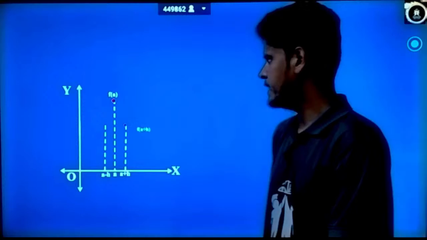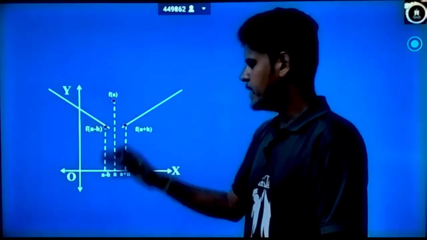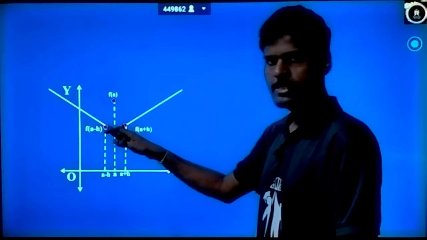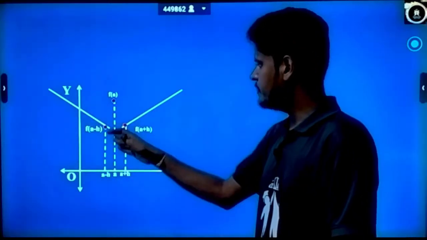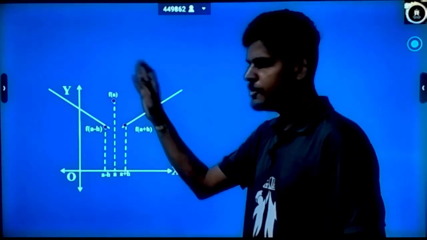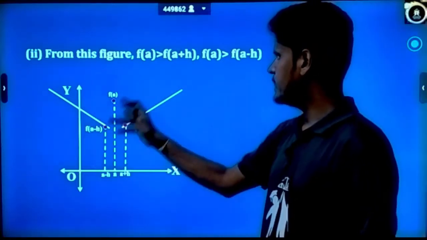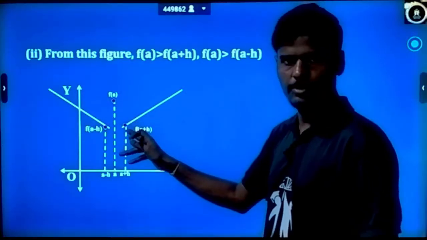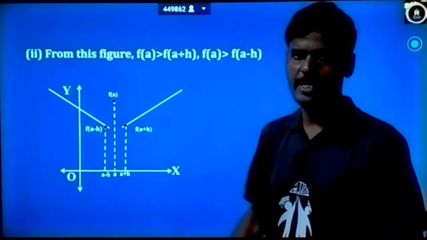For the second case, again it will be simpler. In this point, if it exists but the left hand limit and right hand limit are different and the value is less than f of A, that means A is the point of maximum. f of A is greater than f of A plus h, true. Similarly, it is greater than f of A minus h.